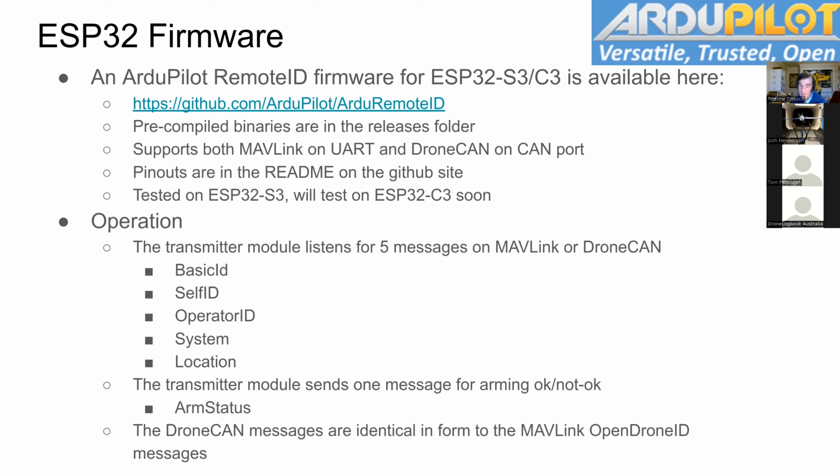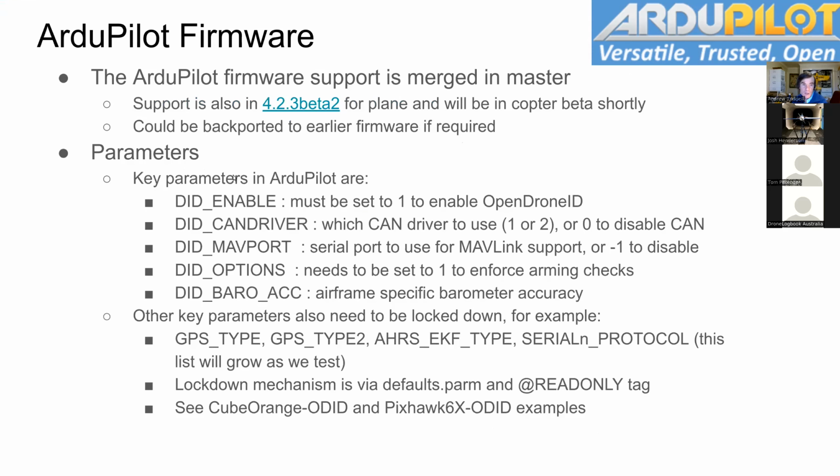So I haven't added it yet, but I'm planning on adding the pinouts for an LED on the module so that you can get a nice bright LED on your vehicle that gives you a green, go, when you're allowed to arm, and that is a requirement that you have a visual or audible indication. All right, I've already talked about the drone CAN messages. They're already merged into drone CAN DSDL. The ArduPilot firmware.